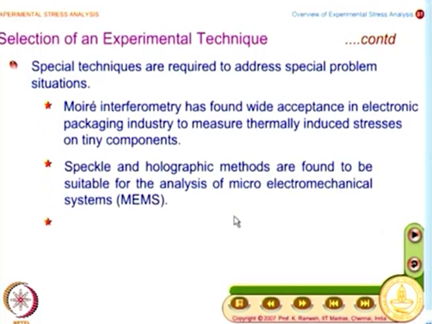And we have seen that for MEMS applications, speckle and holographic methods are ideally suited. We have seen a MEMS sensor, how the speckle method could be employed, and we also saw in one of the references they used a holographic method to study a micro gear rotating at 3,60,000 RPM. So, for MEMS applications, if you have the need, then you think of either speckle or holographic methods.